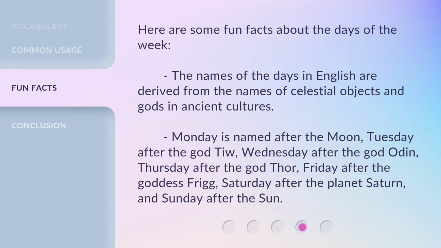Here are some fun facts about the days of the week. The names of the days in English are derived from the names of celestial objects and gods in ancient cultures. Monday is named after the moon, Tuesday after the god Tiw, Wednesday after the god Odin, Thursday after the god Thor, Friday after the goddess Frigg, Saturday after the planet Saturn, and Sunday after the sun.